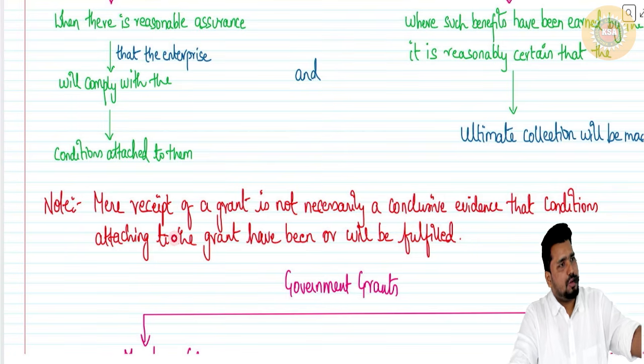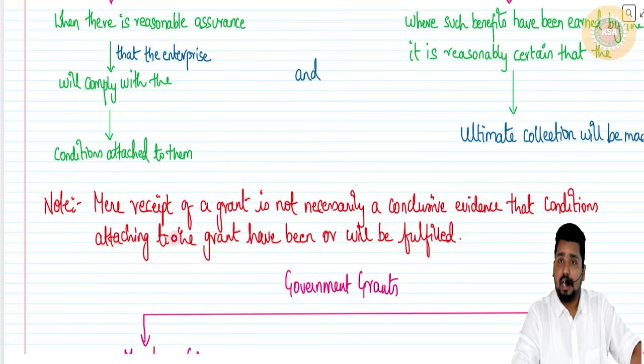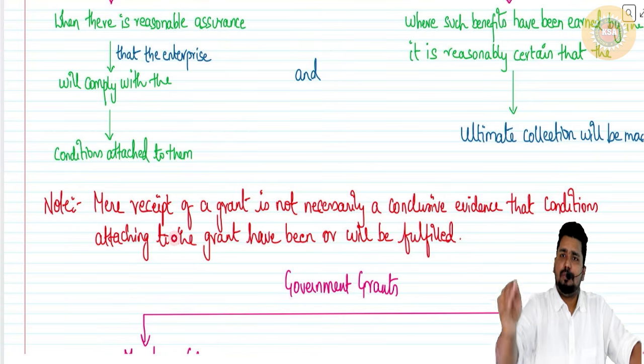Whatever government helps you, is everything a government grant? What help is satisfying the definition? They are only considered as what? Government grant. For example, listen. For example, Bhumika is having what?